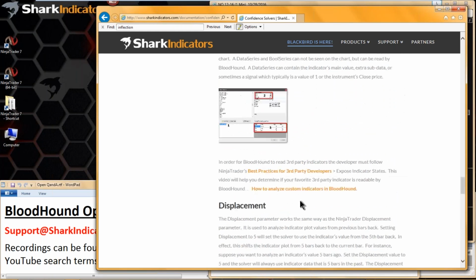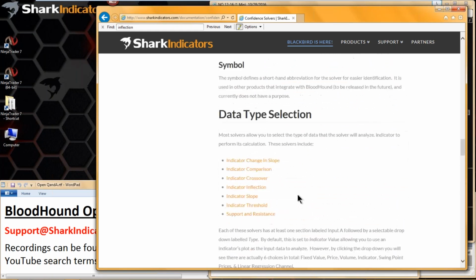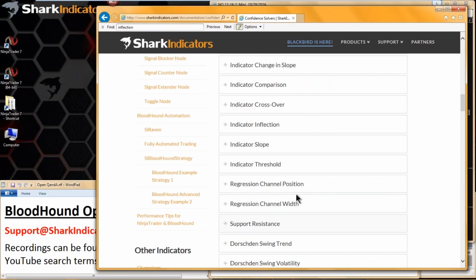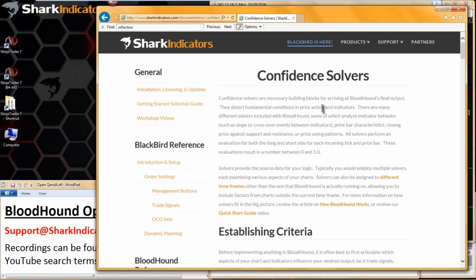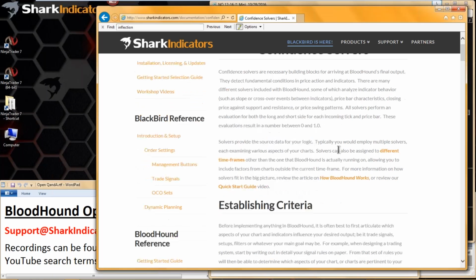And this is on our, let's see, this is on the general confidence solver page. All right, so this is the page that gives an overview discussion of what confidence solvers are and all the parameters that they have in common.